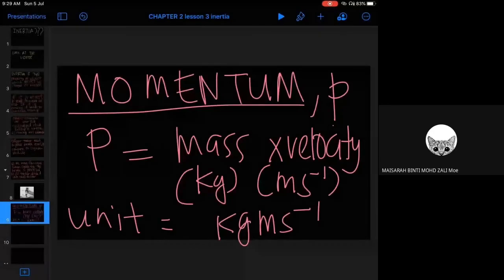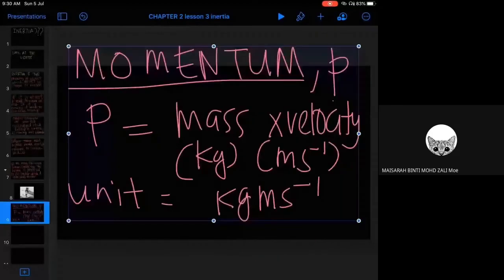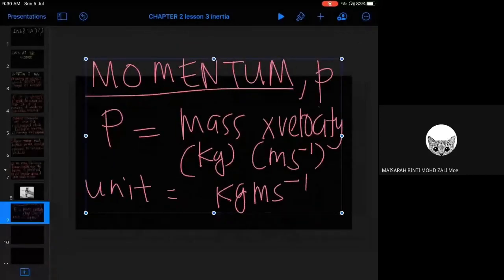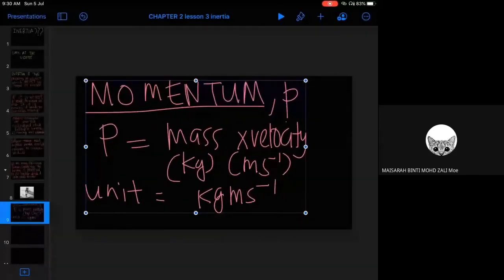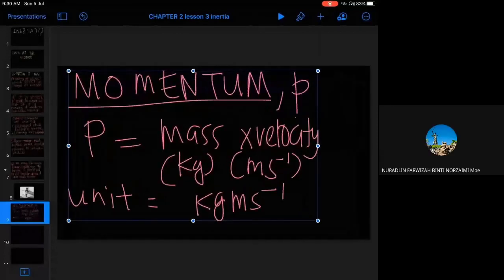Okay, simbol untuk momentum is P and the unit is kilogram meter per second. Okay? Boleh?